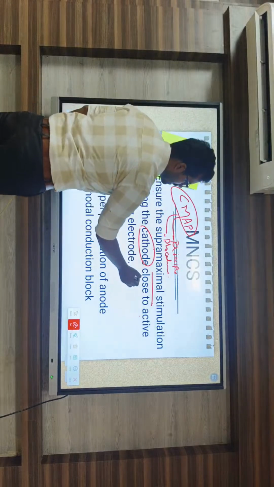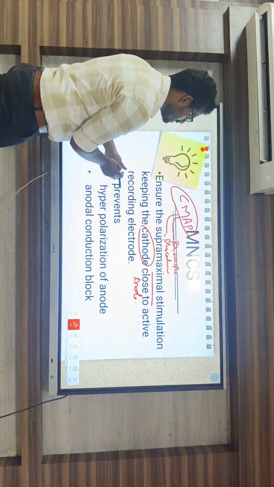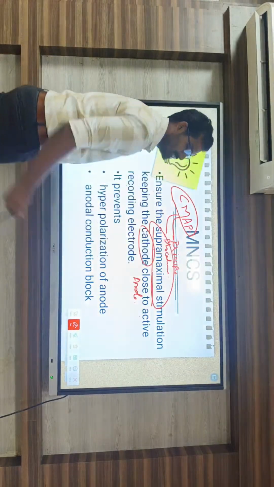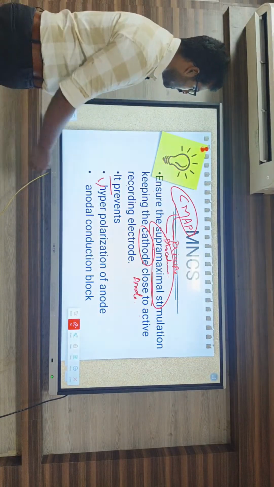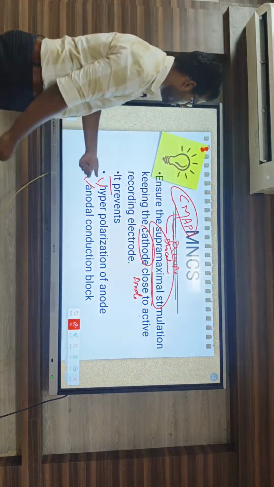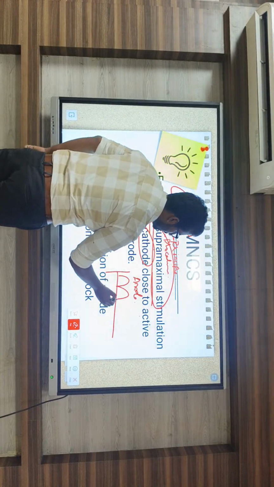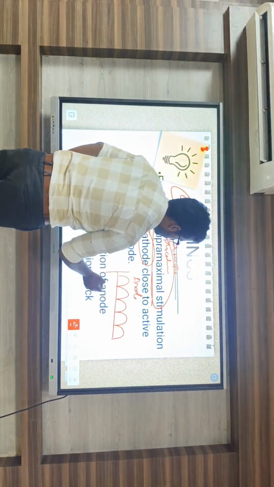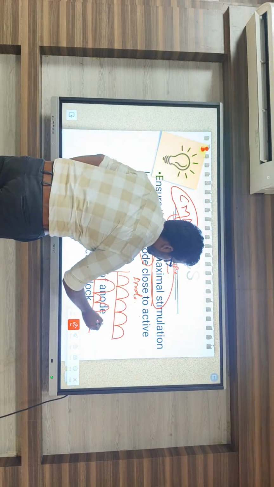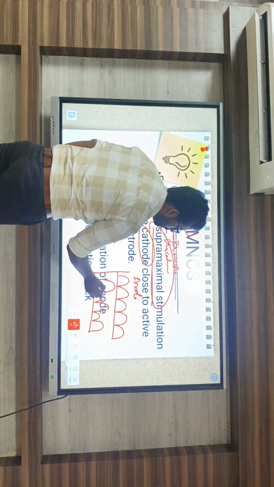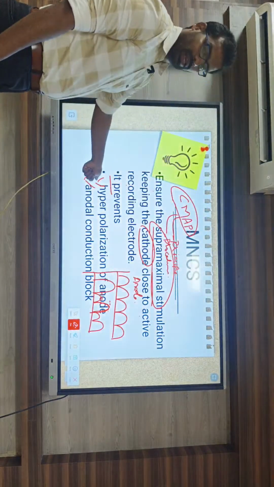Active recording is nothing but the anode. So here the anode and cathode are closely attached to give the supramaximal stimulation, which prevents the hyperpolarization of the anode and anodal conduction block. So what is meant by hyperpolarization of the anode? This is the normal pole structure, and this is the hyperpolarization. One wave is the normal pole, followed by the next waves which reach a very high peak level. That is the hyperpolarization state.